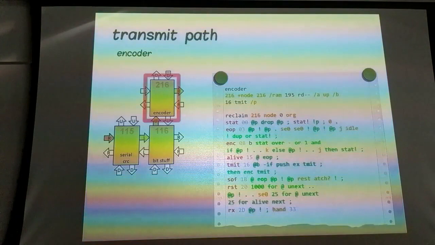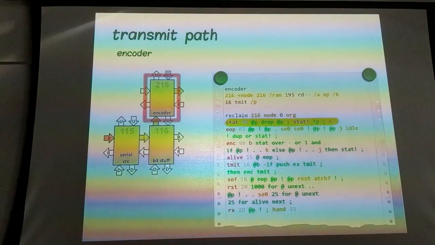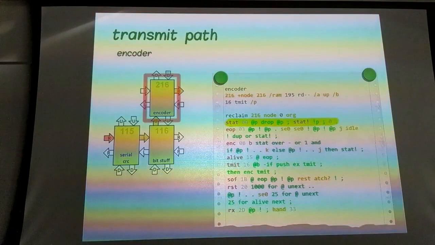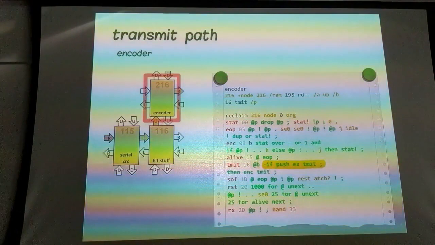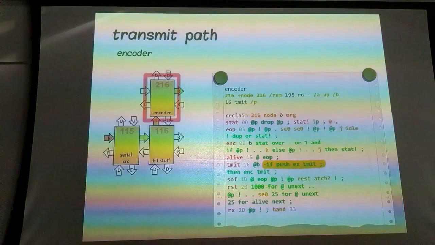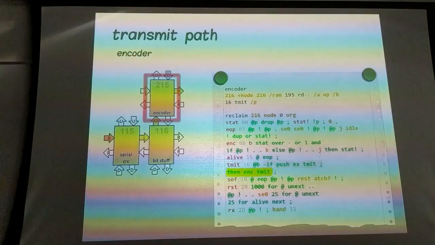We'll follow the transmit path from the encoder backwards. Encoder node receives a stream of bits and converts it into J and K states by calling appropriate code in transceiver node 217. The code for encoder is given here. Definitions begin with a variable state, which holds the value of the last transmitted state, 0 for J and 1 for K. The execution starts in word transmit.